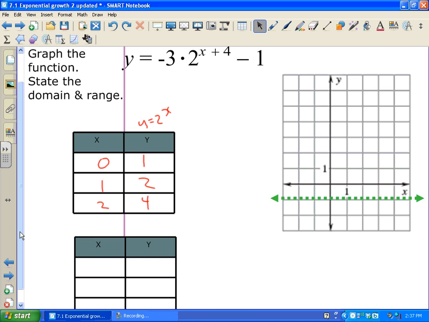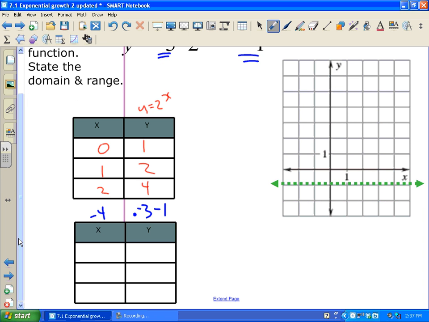Our changes for x, opposite x, so minus 4. Changes for y, times by negative 3, minus 1. 0 minus 4 for my x value is negative 4. 1 minus 4, negative 3. 2 minus 4, negative 2.